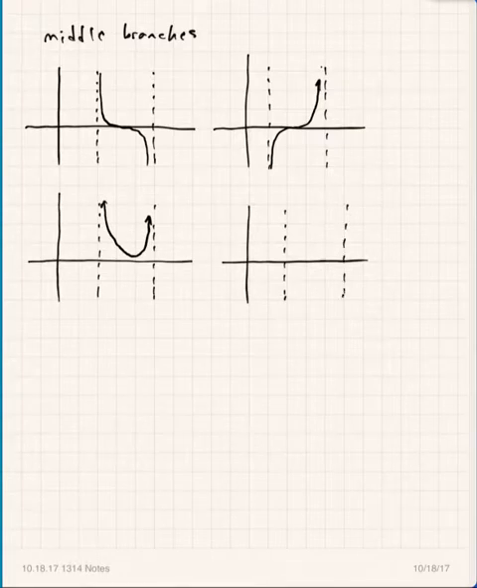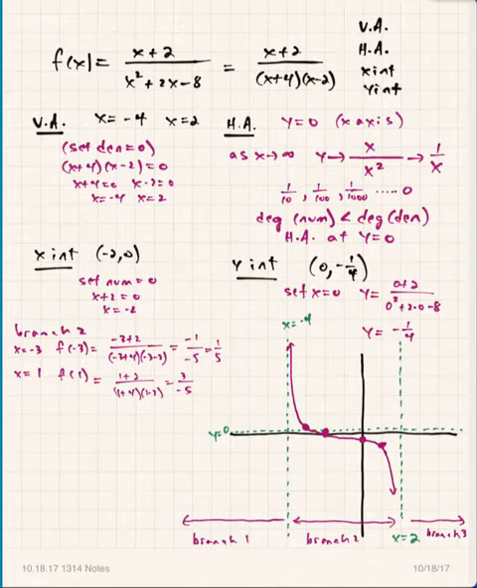And the graph may or may not have intercepts in there, possibly, but looks something like that, one of those two right there. Those middle branches are going to be one of those 4 shapes, basically. And so once you've got a couple of points, you should be able to figure out what the middle branch is going to look like. All right, so there's our middle branch on the graph.